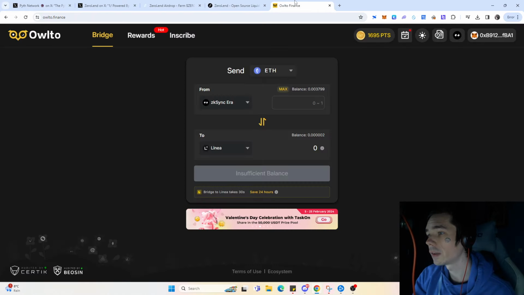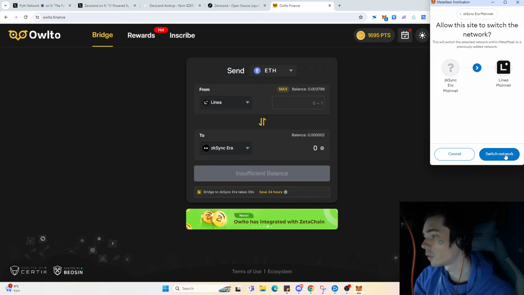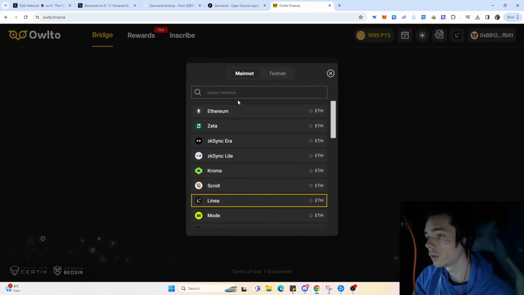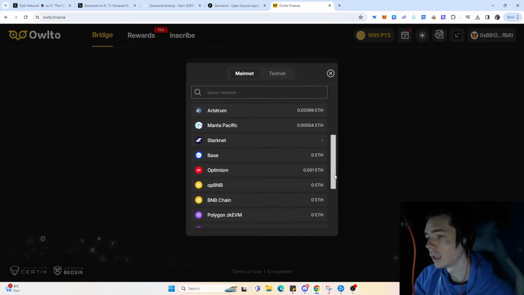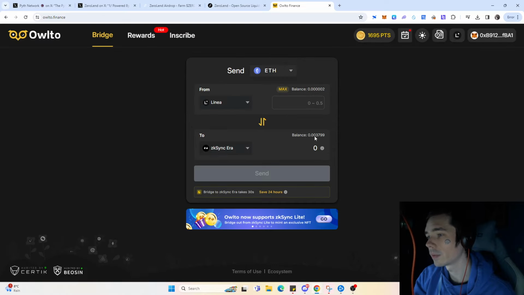And if you don't have any funds over on ZK Sync, well, there's actually a bridge that I would recommend using, since it's also going to give an airdrop in the future, which is Owl2. And from Owl2, you pretty much can bridge from any given network over onto ZK Sync. And obviously, you don't want to bridge over from Ethereum because it's expensive. You have Arbitrum, you have Manta, you have Optimism, you have all the given networks, and here you simply can bridge over your balance to get started.